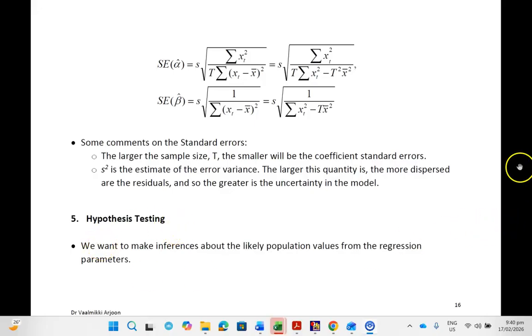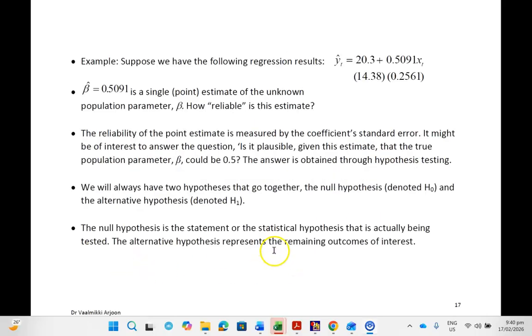So we want to make inferences about the likely population values from the regression parameters. Okay, so let's say you have these regression results. Y hat is equal to 20.3 plus 0.5091x, where this is your alpha hat value and this is your beta hat value. So beta hat is 0.5091, a single point estimate of the unknown population parameter beta.